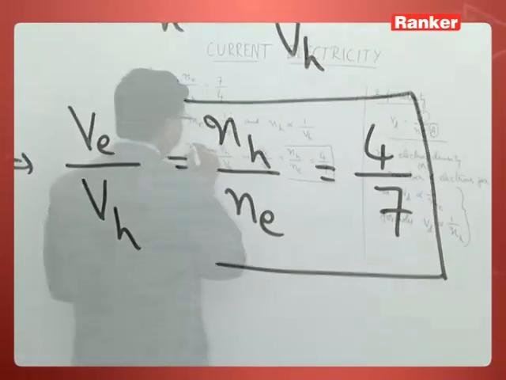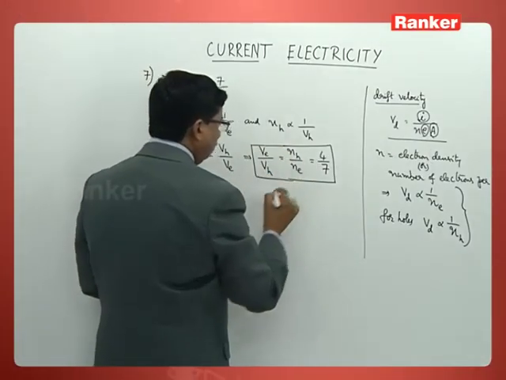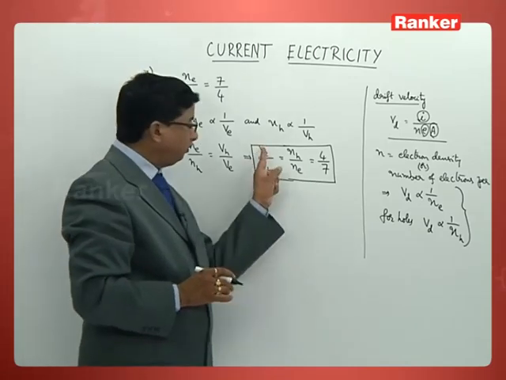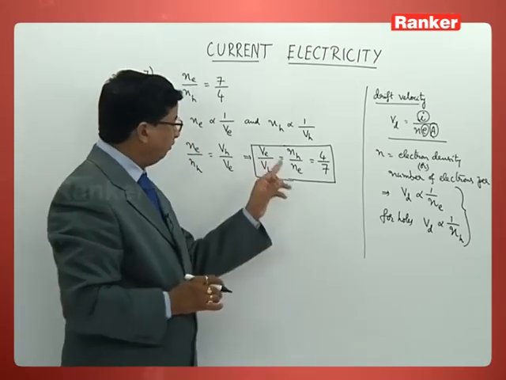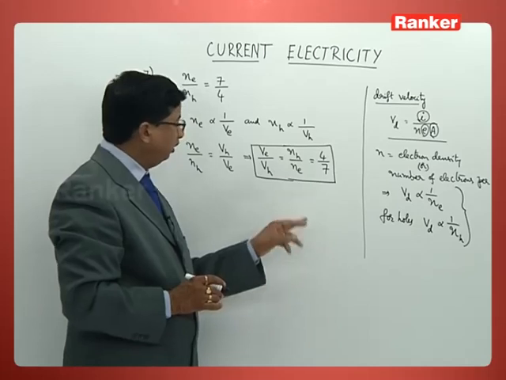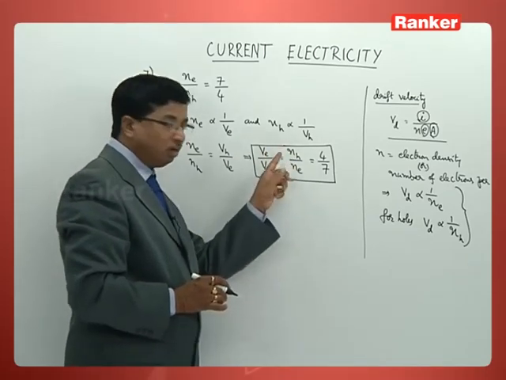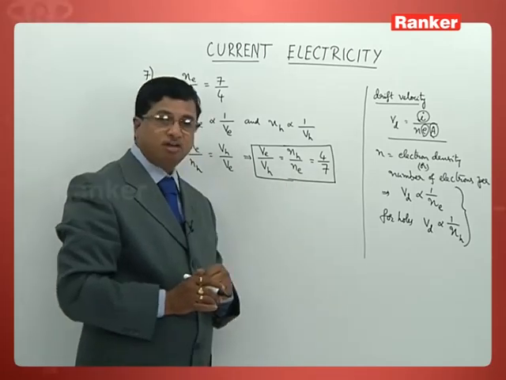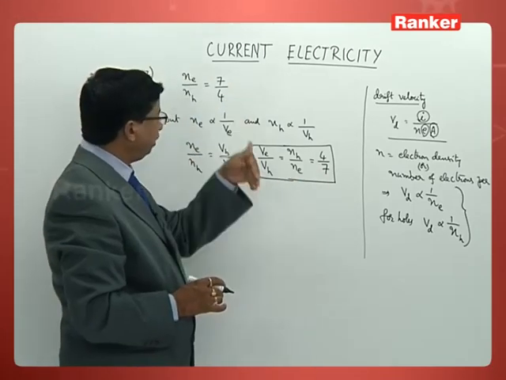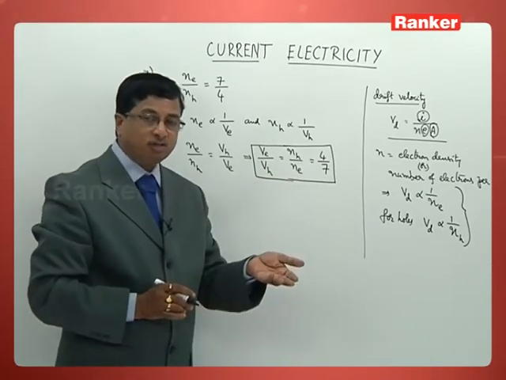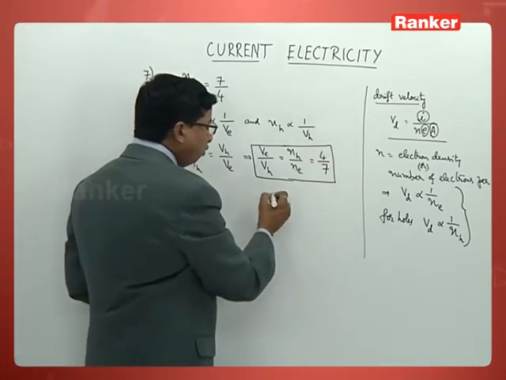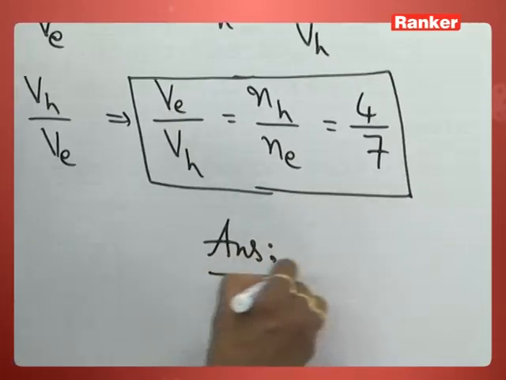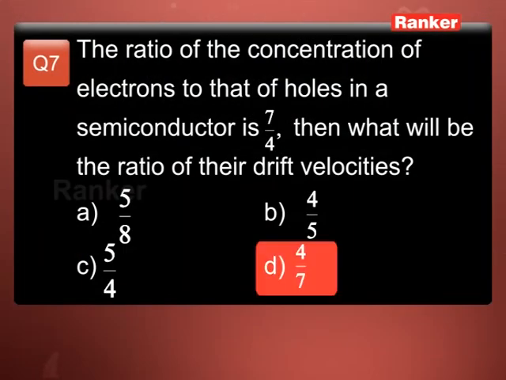So what is going to be the corresponding value he is asking? What is the ratio of drift velocity of electrons to that of drift velocity of holes? Drift velocity of electrons to hole ratio is equal to hole concentration divided by electron concentration. Which of course is given 7/4 as electron concentration by hole concentration in the problem. Now reciprocate that, you will be getting 4/7. So what is the correct answer for this question? 4/7, which is given as D, that is the correct option for us.